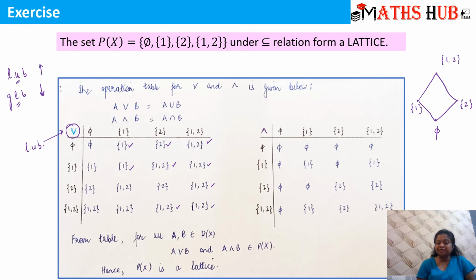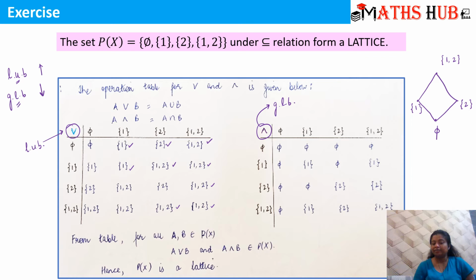Now if you look at this table, you can see that all the entries we are getting in the join table belong to P(X), right? So the join table is perfectly fine. Now let's go on to the meet table. We'll construct the meet table, and meet means to calculate the GLB. GLB means that we have to go in the downward direction and select the first point of contact. So phi meet phi is phi, it's the same element.